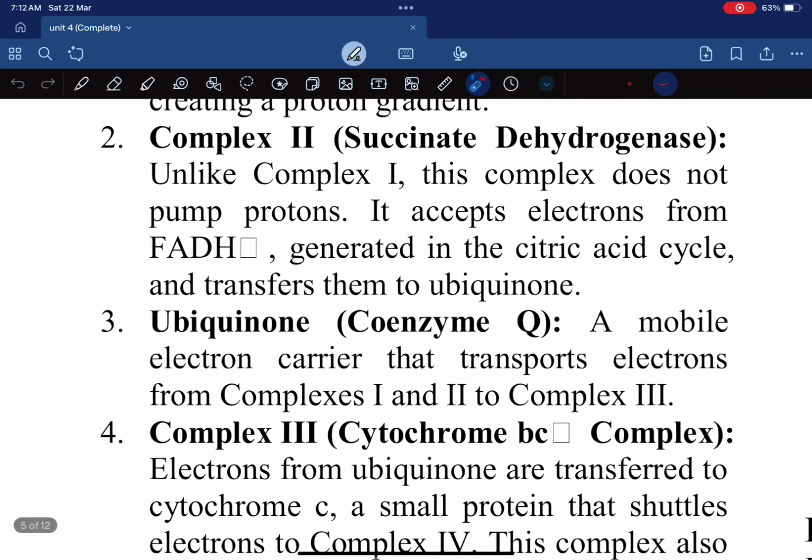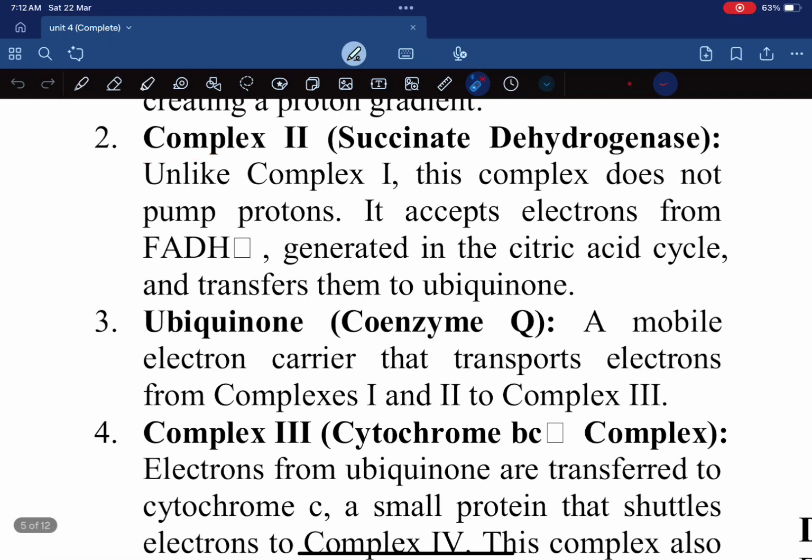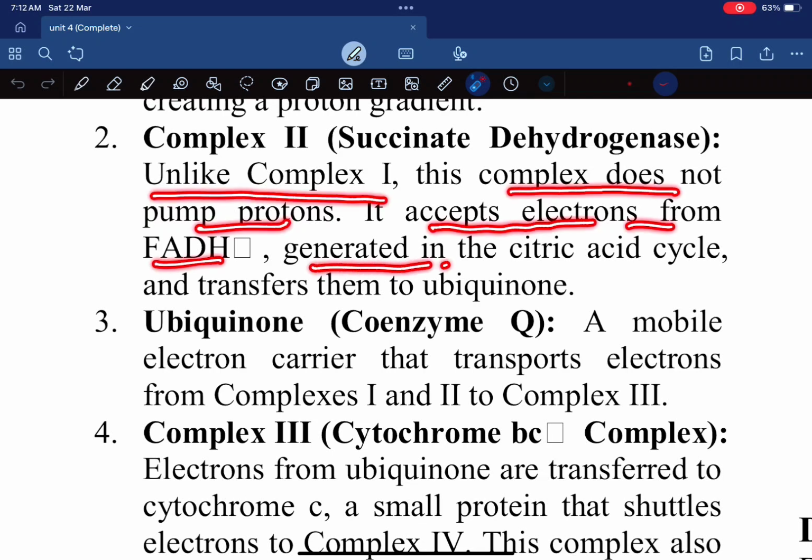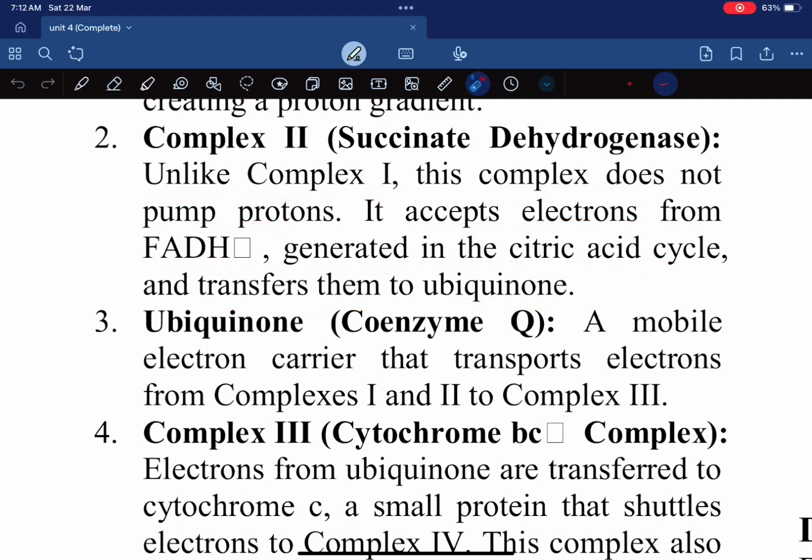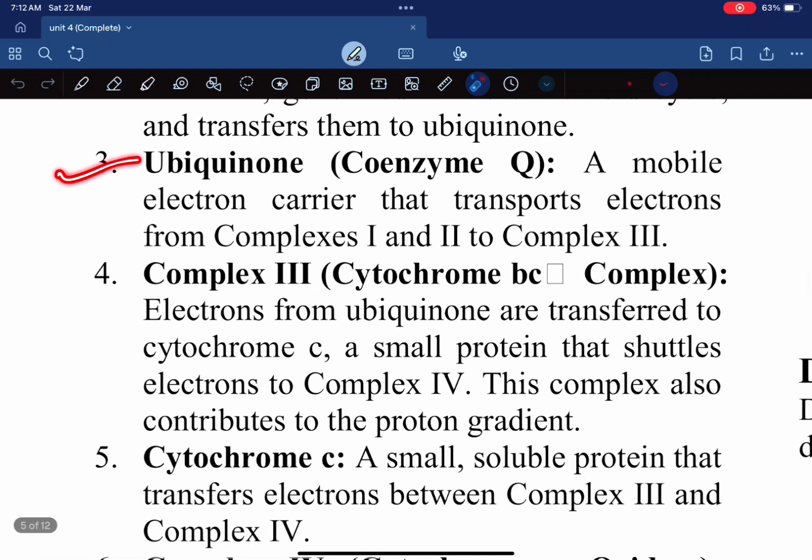Second, complex 2, succinate dehydrogenase. Unlike complex 1, this complex does not pump protons. It accepts electrons from FADH2 generated in the citric acid cycle and transfers them to ubiquinone. Third, ubiquinone, coenzyme Q, a mobile electron carrier that transports electrons from complexes 1 and 2 to complex 3.